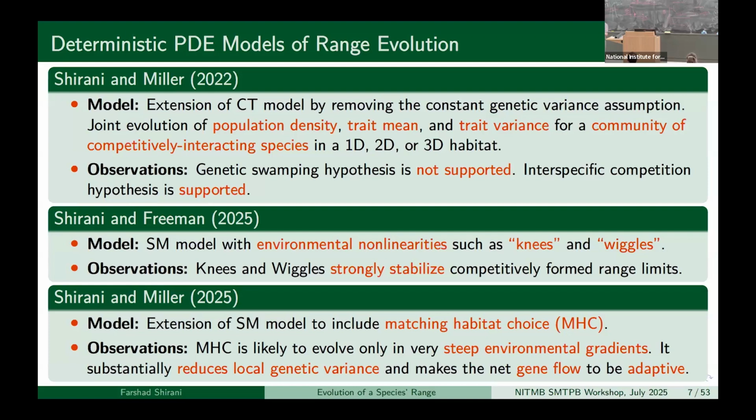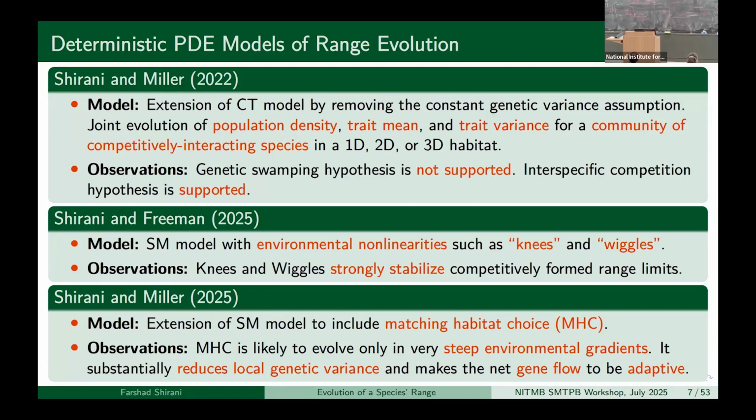There are some stabilizers that have been discussed in the literature. We identified certain environmental nonlinearities, which we call knees and wiggles, for a reason that you will see. And these nonlinearities can strongly stabilize the range limits, and this stability is going to be robust against moderate, even strong, climatic changes.